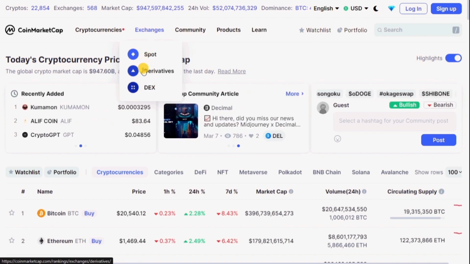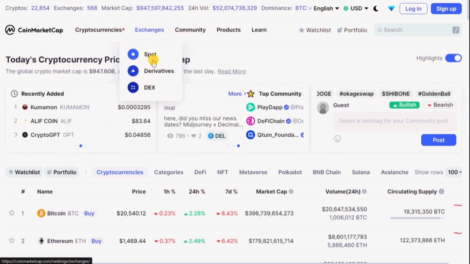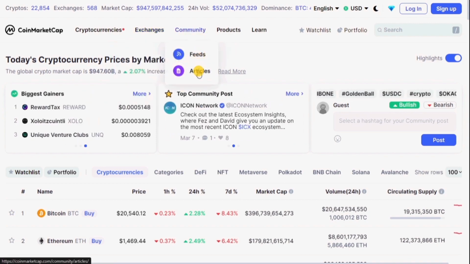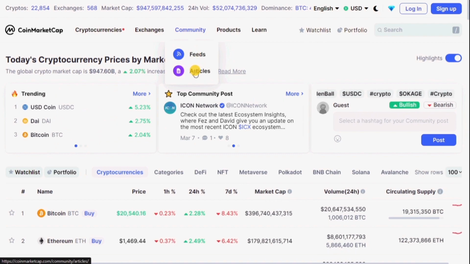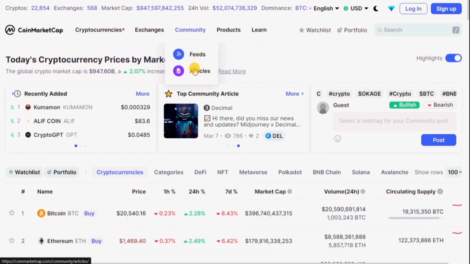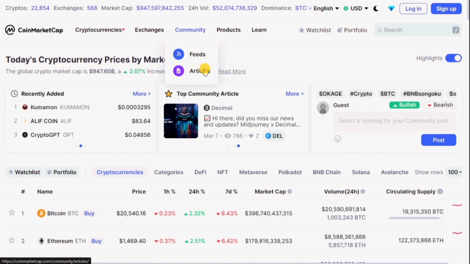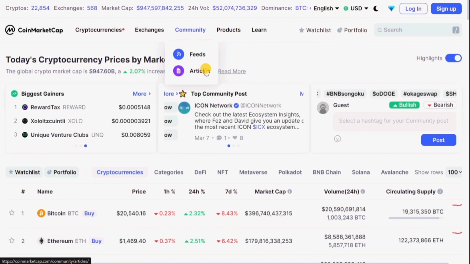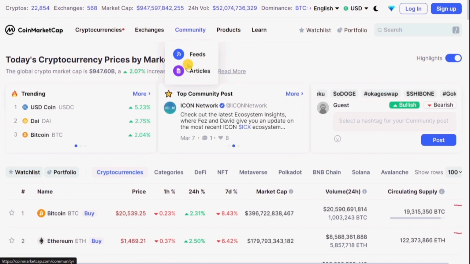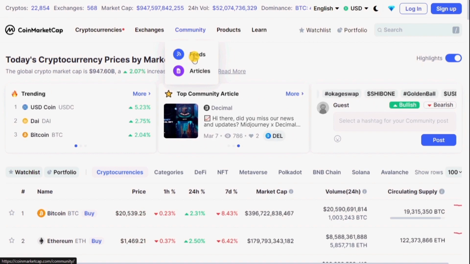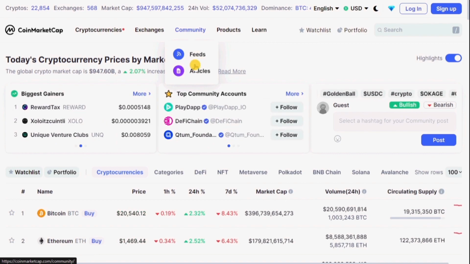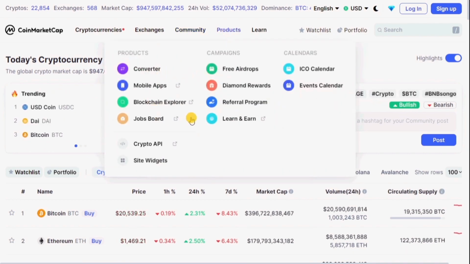Then the community, there are the feeds and articles. These specific parts work like cryptocurrency news websites. So you can even check the news on this website. You have one website to do all the fundamental analysis in one place. You don't need to open crazy numbers of tabs and find yourself in the middle of nowhere not knowing what to do. Then the products, and the learn part, and there are lots of useful articles and videos here too, beside my own videos, which you can use.